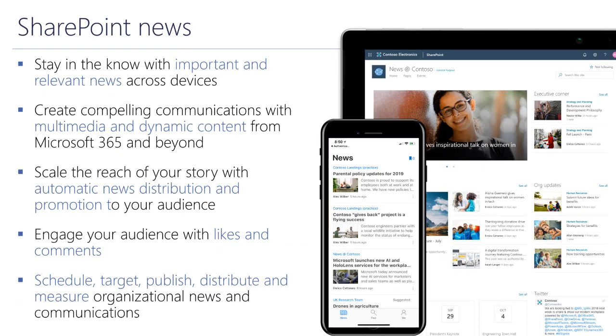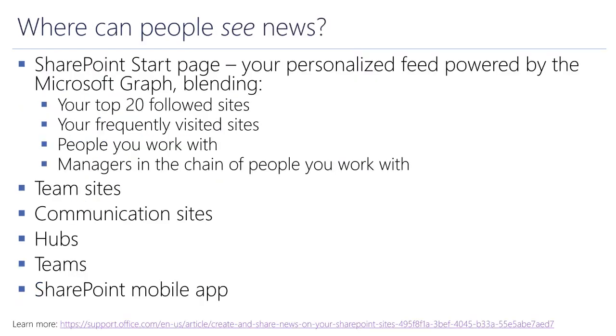So let's talk a little bit about where people can see news. One place people can see your news is at the SharePoint Start page. That SharePoint Start page is your personalized view of what's going on around you. The feed is powered by the Microsoft Graph, and it includes your top 20 followed sites, the sites that you visit all the time, news from the sites you visit all the time, news from sites that the people you work with visit, and people in the chain of command that you're involved in.